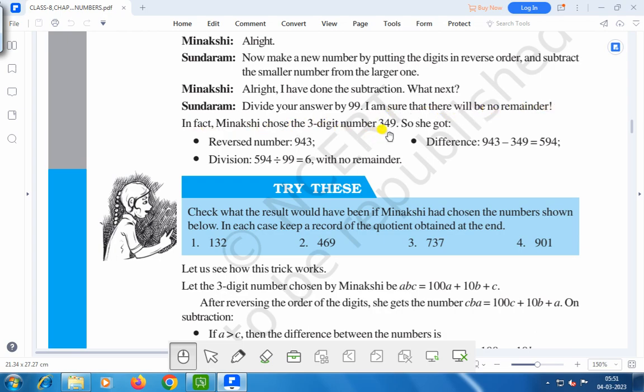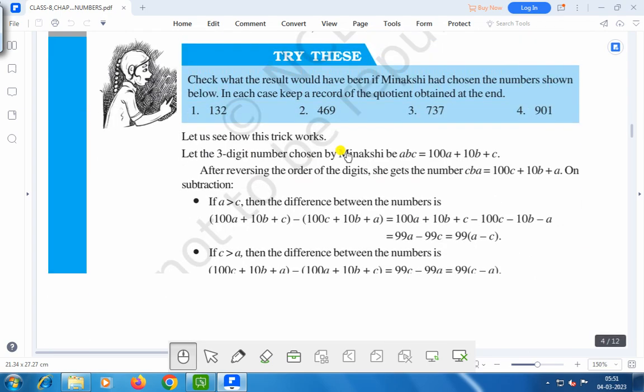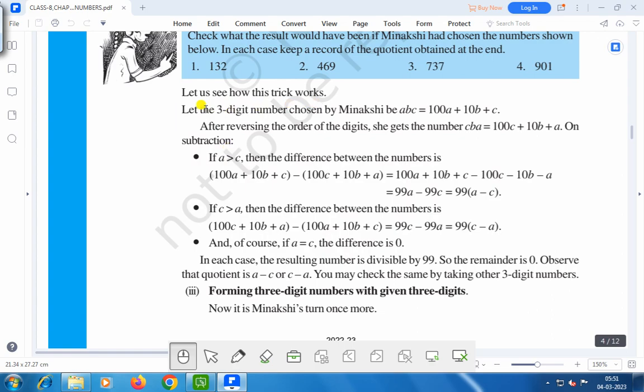In fact, Meenakshi chose the 3-digit number 349, so he got the reverse number 943. The difference is 943 minus 349, that is 594. Division: 594 divided by 99 equals 6 with no remainder. Let us see how this trick works.